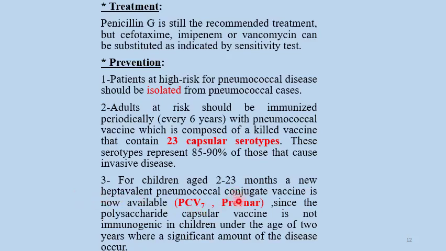This conjugate vaccine is composed of a part اللي هو البوليساكرايد of the capsule of the Streptococcus pneumoniae and part a protein. This protein part they choose to prepare it by the diphtheria toxoid. So they make the conjugate vaccine between the polysaccharide of Streptococcus pneumoniae and diphtheria toxoid. So this will give good immunity for children under the age of 2, where a significant amount of the disease may occur.